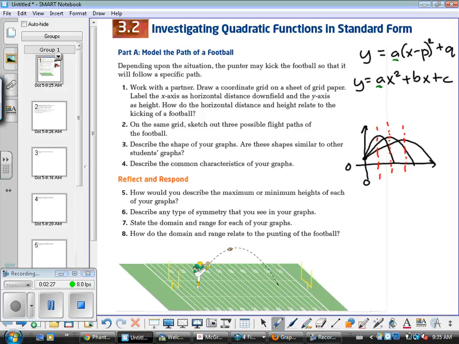Okay, so if you describe the maximum or minimum height of each of your graphs, you have a maximum height because it's a parabola opening down. And the minimum height here, you wouldn't have it if it was just a mathematical graph of a parabola, but because this is a real world example, you're going to have a minimum height of 0. Obviously, it's not going to go down below the field. So in this specific case, you have a domain that's from 0 to the end of the horizontal distance that the ball travels, and you have a range from 0 to the maximum height that the ball reaches.